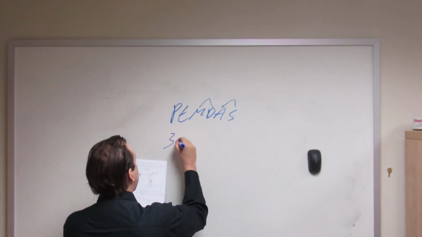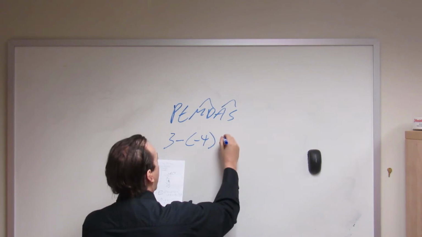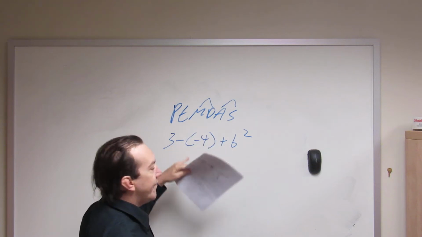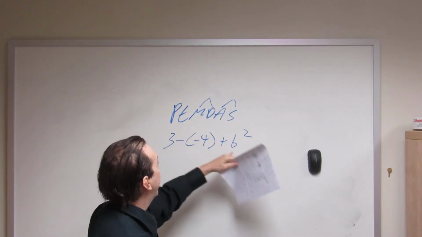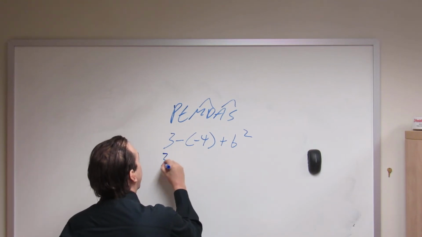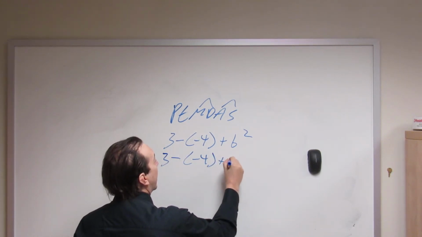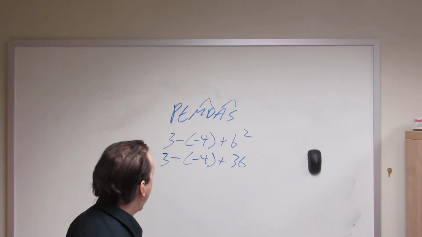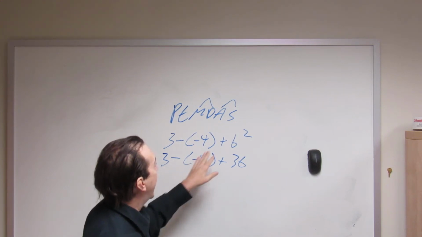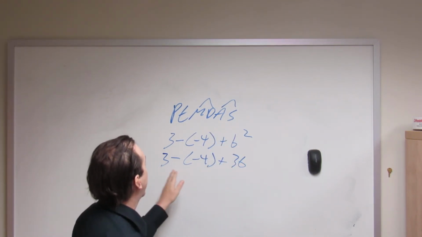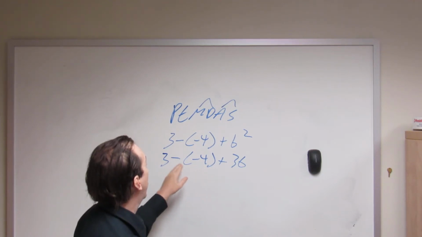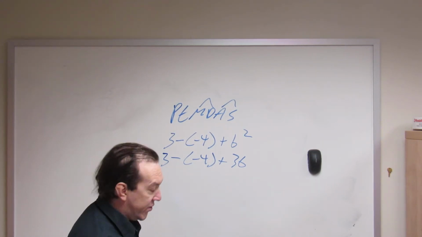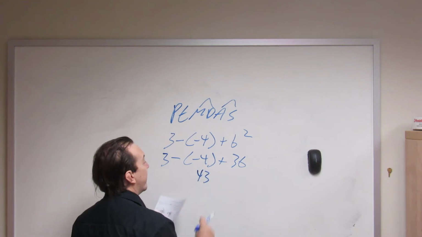So let's say we have 3 minus negative 4 plus 6 squared. We don't have anything inside parentheses to do, but we do have an exponent. So we have 3 minus negative 4 plus 6 squared, which is 36. So now we have just subtraction and addition, so we can do those in order. 3 minus negative 4 is the same as saying 3 plus 4, which is 7, plus 36 is 43.